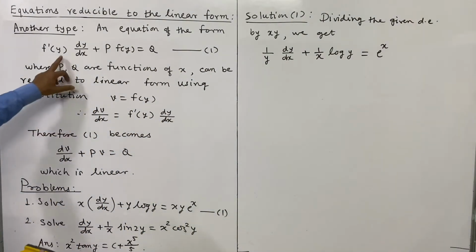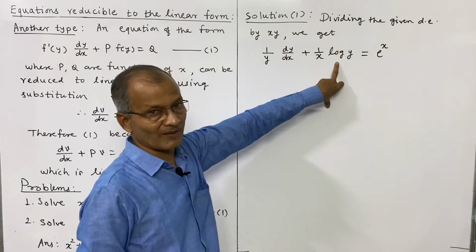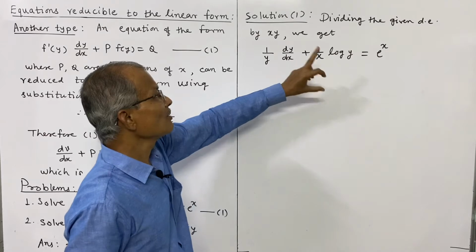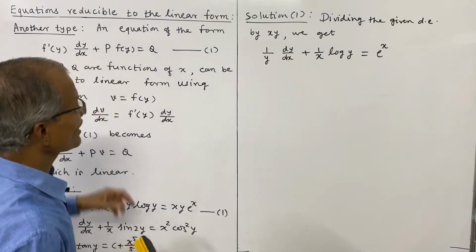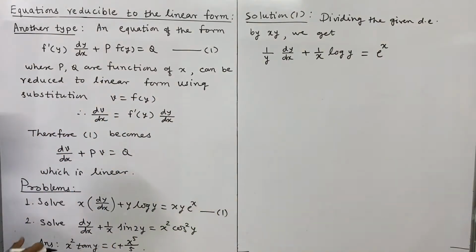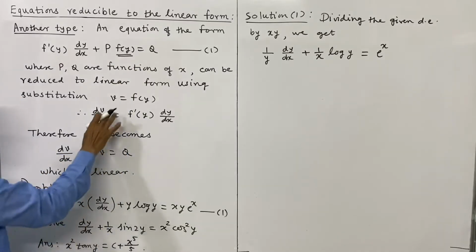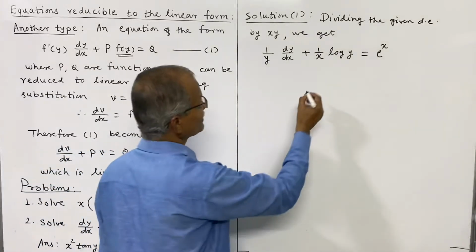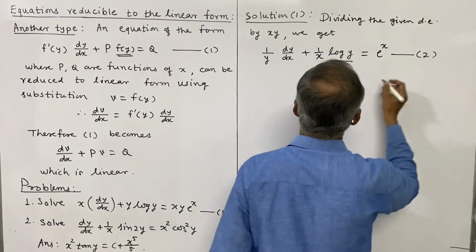This is in this form because f of y is log y, and its derivative is 1 upon y, it is here. So this is of the form, this form. And now for this, the method we have is to put the substitution for f of y as v, and here f of y is log y.